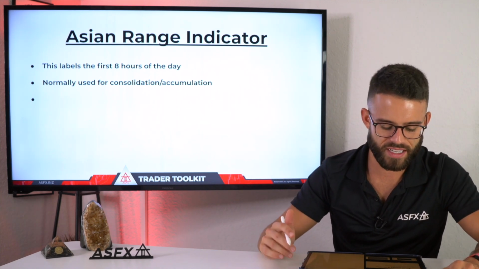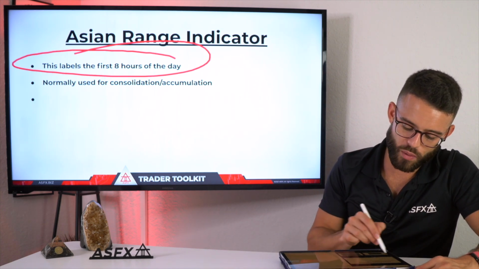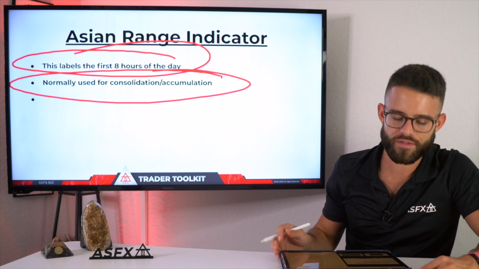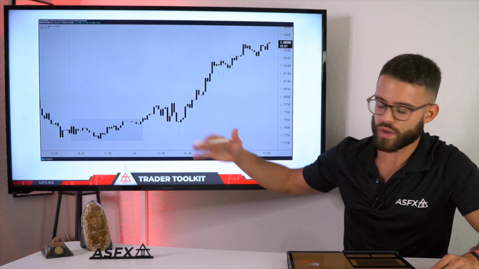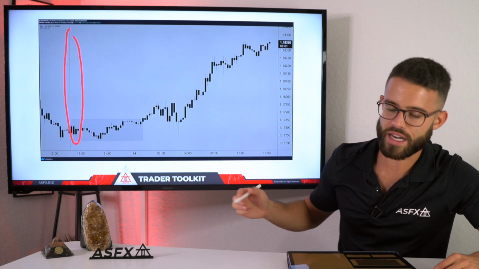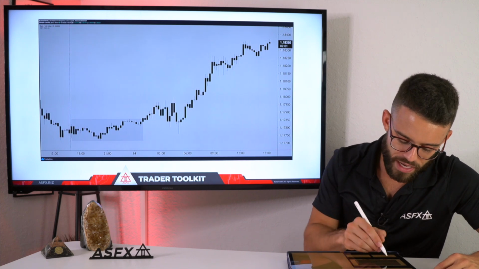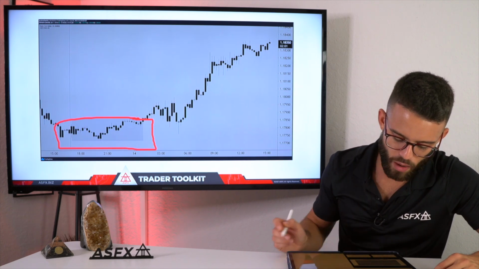So how do we identify the Asian range? It's really simple. I only got 2 bullet points, as you can see. This is the first 8 hours of the day, and like I said, it's used to identify consolidation or accumulation. So here's a chart with the black candles like I told you we would use. You guys know that this vertical line right here, that's the period separator, so that starts the day. So what we're looking at here is a box around the first 8 hours of the day.